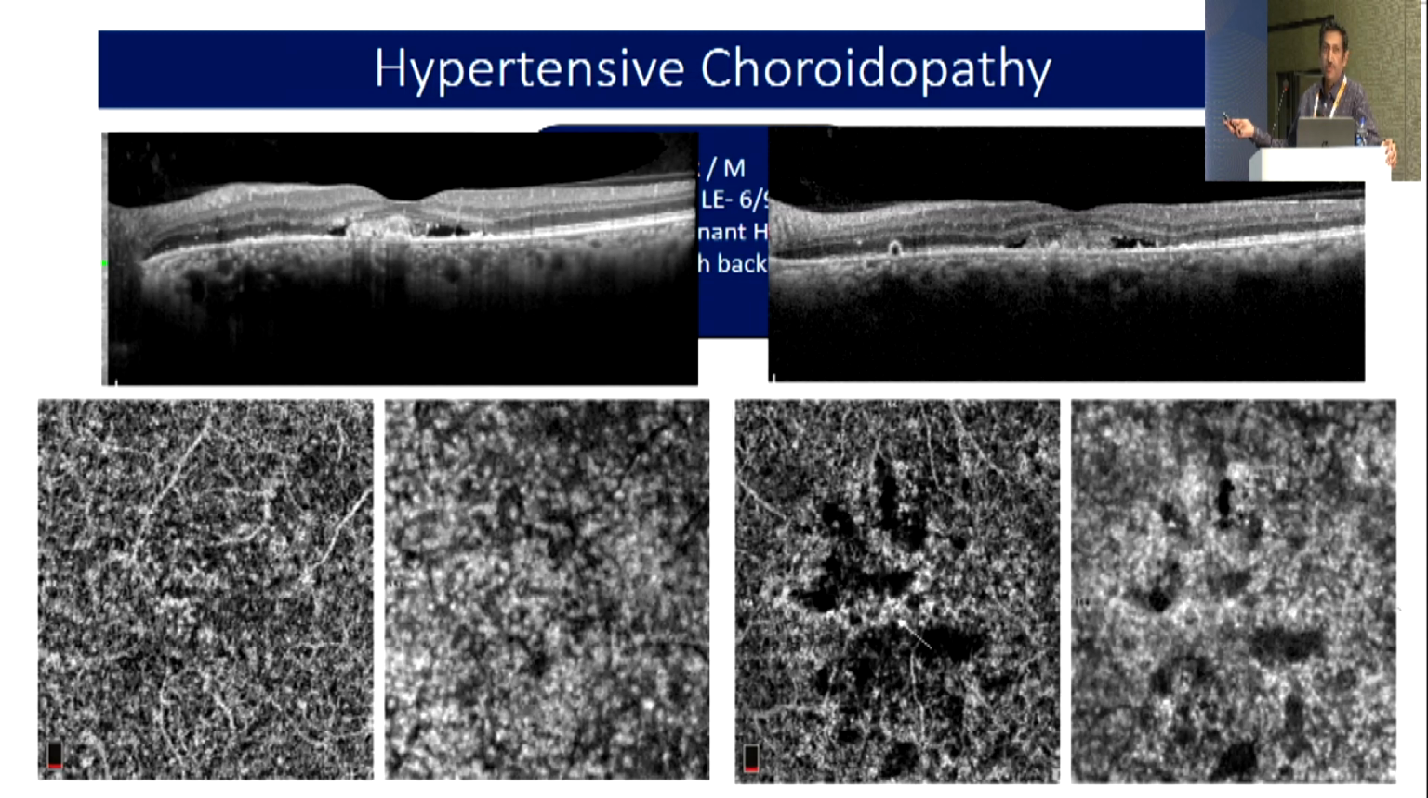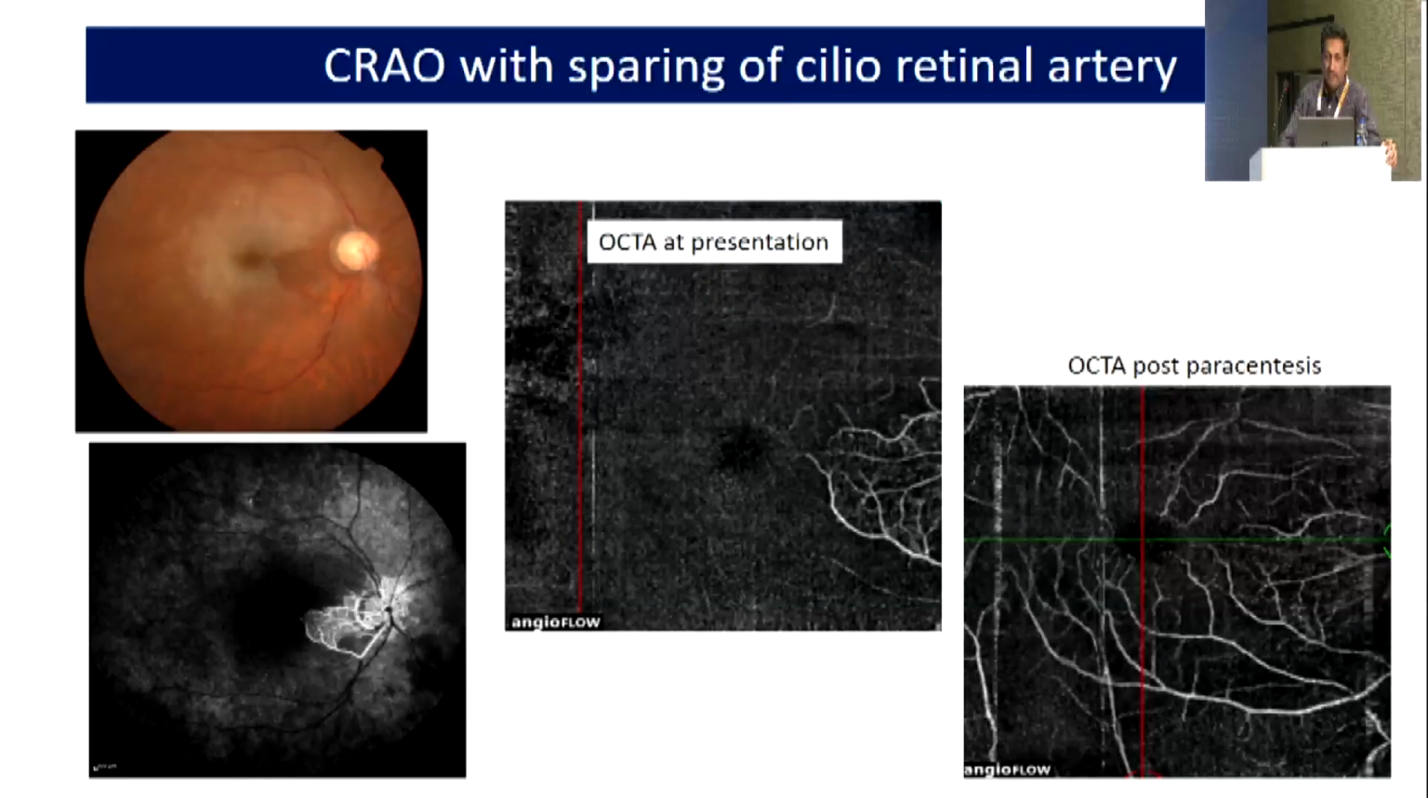So it gives a systemic clue. Because this is going to translate in all the organs, whatever microvascular changes are happening in the body can be appreciated by OCTA. And this is a case of CRAO. In this case, you can see there's a sparing of the cilioretinal artery, and this is the FFA, and we did paracentesis, and then immediately we did OCTA. So you can see the change that has happened. So you cannot really do FFA after paracentesis.